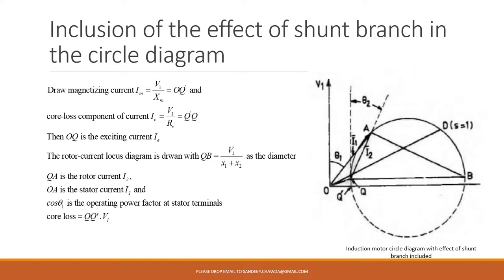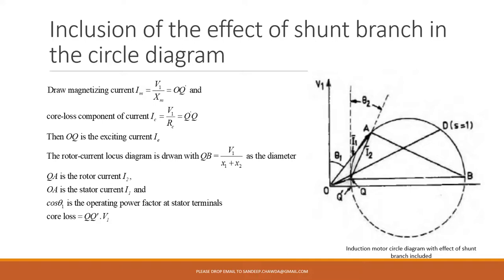And the losses will be given when you multiply QQ dash with the voltage. What is QQ dash? That is nothing but the core loss component current. IC multiplied by V1 will give you the core loss. So this is your circle diagram including the shunt branch element, that is, the core loss component and the magnetizing current. So the core loss component of current is included, and the magnetizing current is also included.